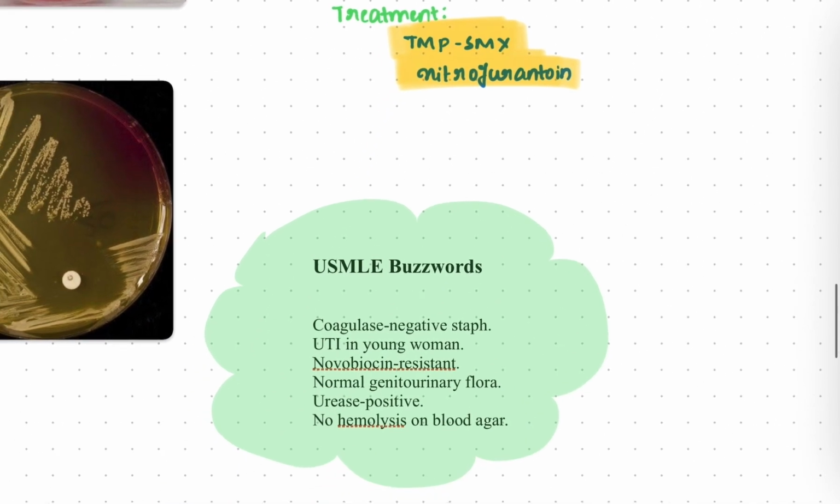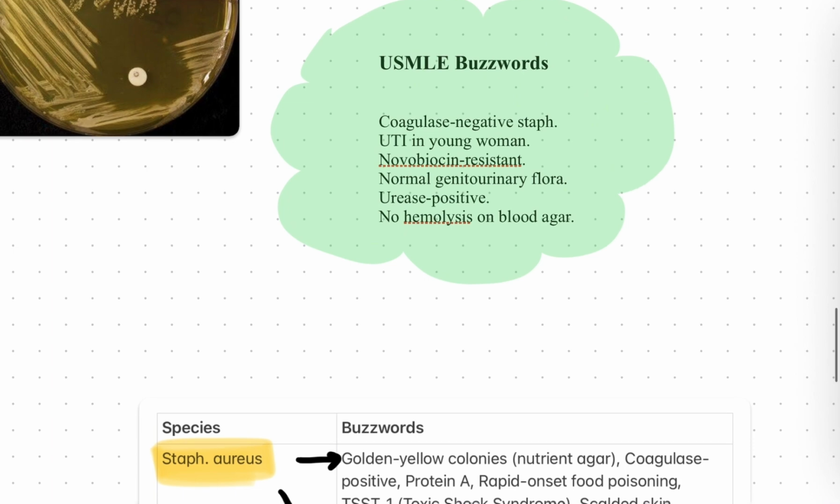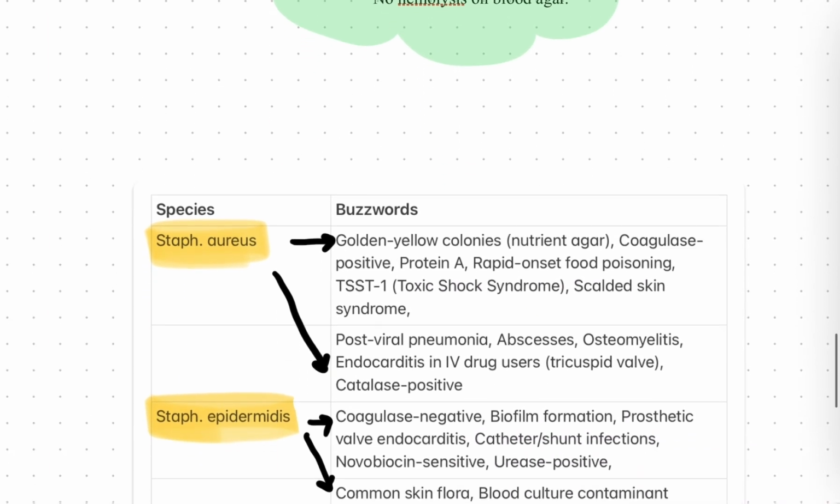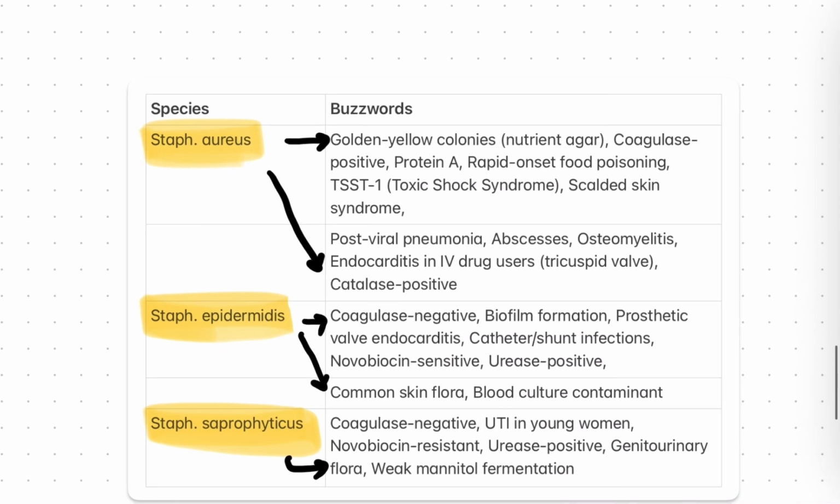Whenever we see a question, we should always look for coagulase-negative Staphylococcus with Novobiocin resistance, and the things to look for are urinary tract infection in young women, normal genitourinary flora, urease-positive organism, and no hemolysis on blood agar. So let us see a complete gist of all three main species of Staphylococcus.